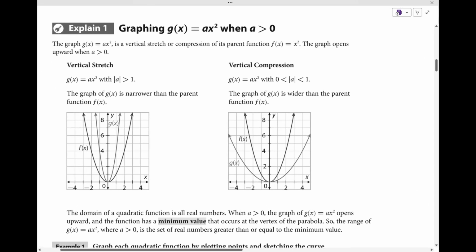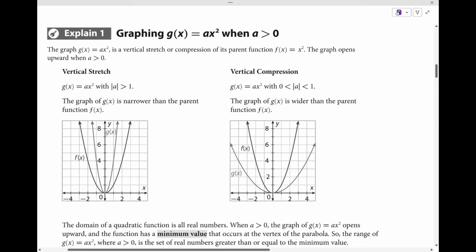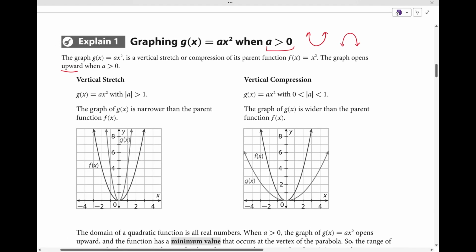Alright, we graphed the parent function earlier. Now we're going to do a slightly different function, so this is not the parent function anymore. We're going to change it where our a value, our coefficient in front of the x², is going to be different. We looked at the Desmos in class. I'm not going to pull it up now, but when your a value is greater than 0, we say a parabola is going to open upward. Upward looks like this, but downward is going to look like that. So when a is greater than 0, the parabola opens upwards.